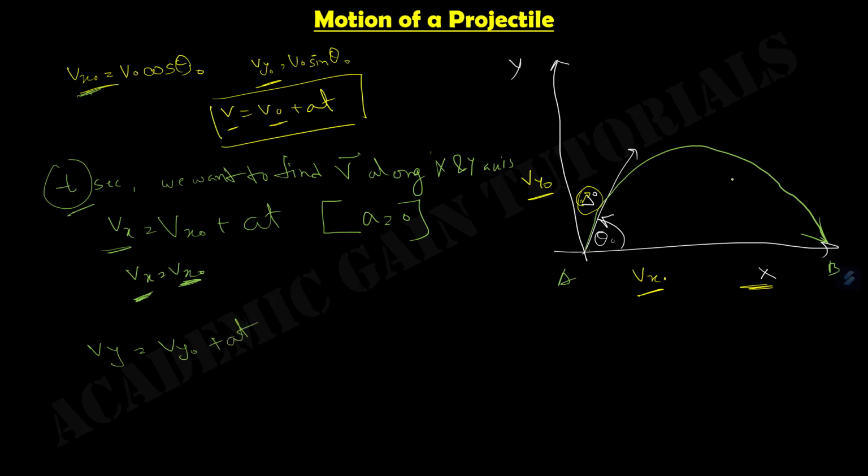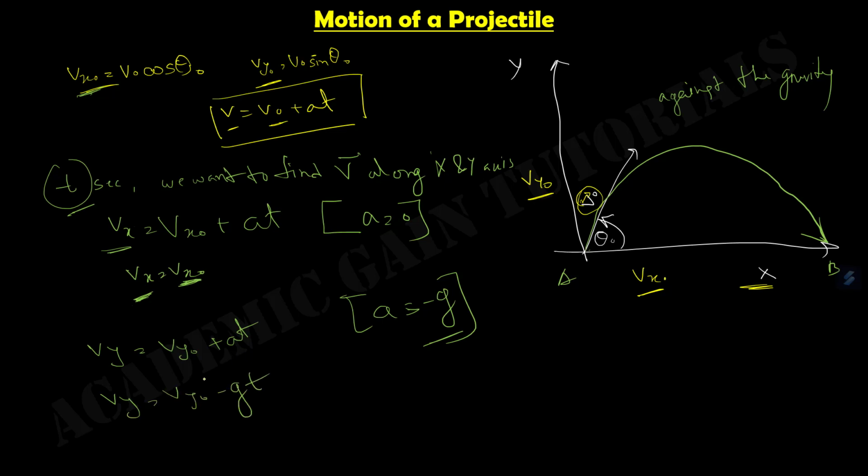But in the y-axis, if I want to find out, we can say Vy naught plus at. But in the y-axis, the acceleration is not the usual acceleration. The body is moving against the gravity. So we represent this a as minus g because it moves against the gravity. So we will write Vy equals Vy naught minus gt.